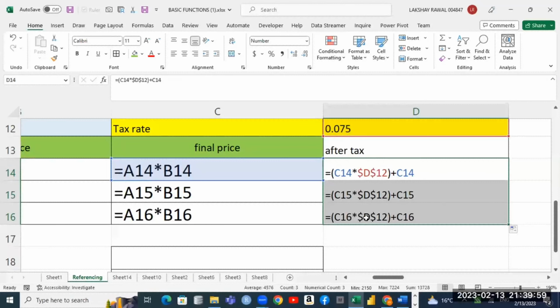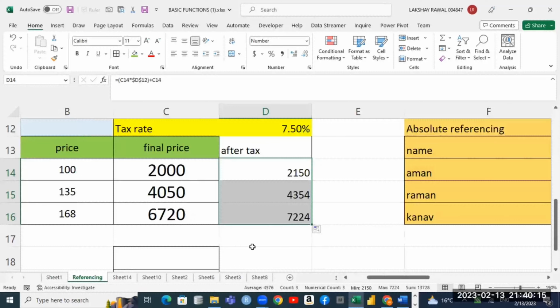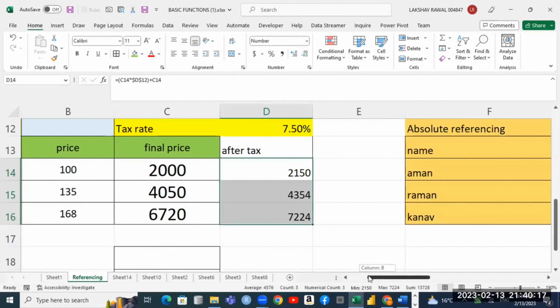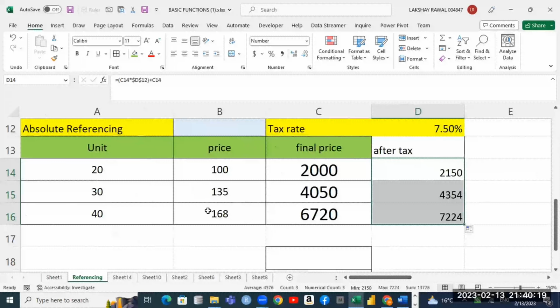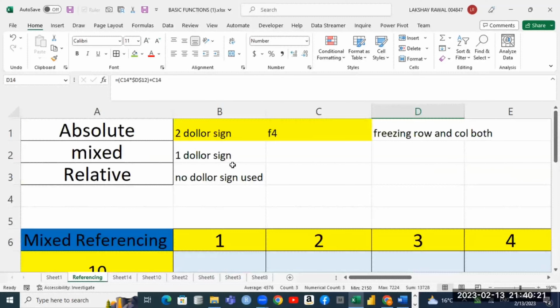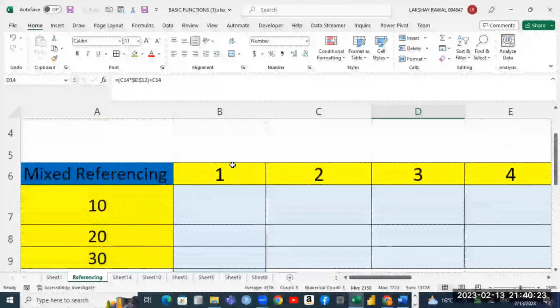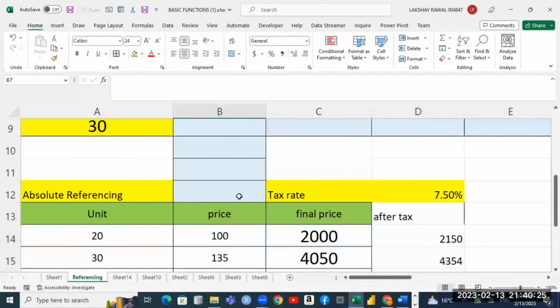Ma'am, if we apply the dollar sign or freeze for the relative one, then we'll get a wrong answer, right? Exactly. Because if you put a dollar in B14, it will always multiply with B14. In every case, you do not need to multiply the same thing. You have to see the case first: what answer we are looking for, and depending on that, we apply the referencing.